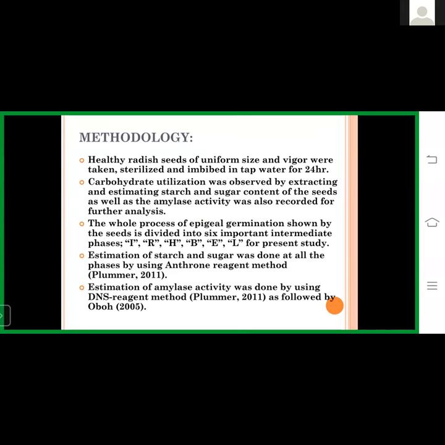As Raphanus sativus shows epigeal germination, I have divided the whole process of epigeal germination into six most important intermediate phases: I, phase of imbibition; R, phase of radicle expansion; H, phase of hypocotyl extension; B, phase of branching in radicle; E, phase of epicotyl extension; and L, the final phase, that is unfolding of first leaves. Estimation of starch and sugar was done using the anthrone method, whereas amylase activity was estimated using the DNS method. You can see this.